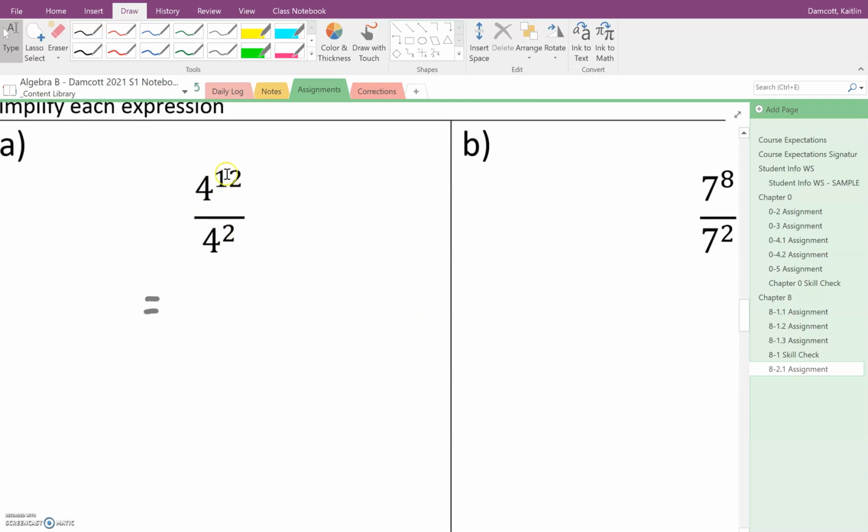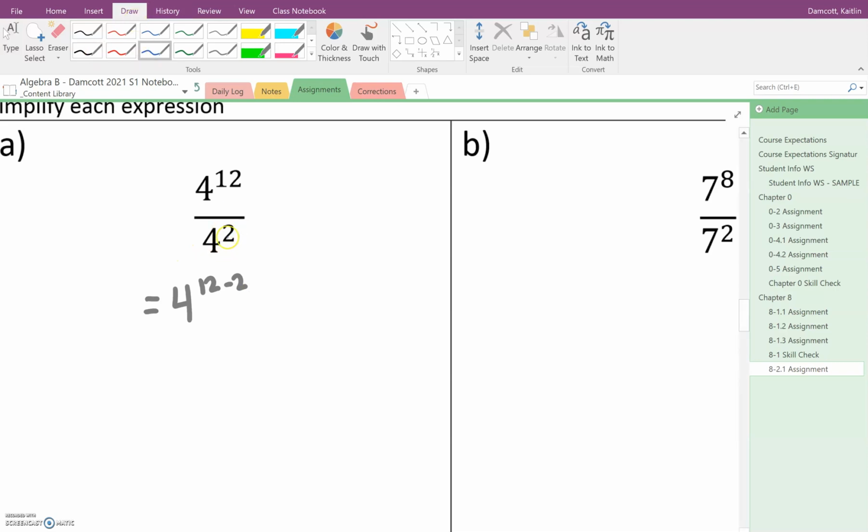So we have 4 to the 12th power over 4 to the 2nd power. We're thinking that we're taking this power and dividing by that power. We have the same base of 4, so 4 stays. And whenever you are dividing powers like this, all you're thinking to yourself is that you have to take the exponent and subtract. So 12 minus 2. So this is the thought process.